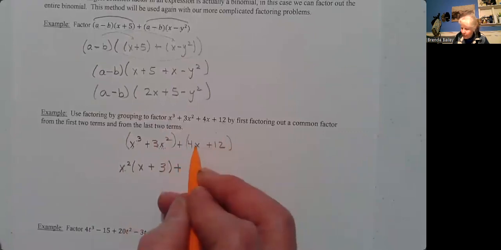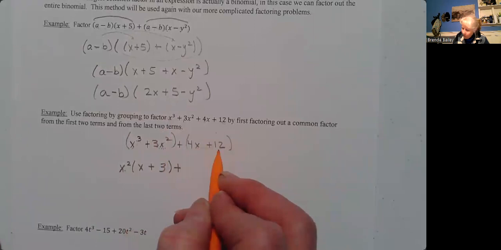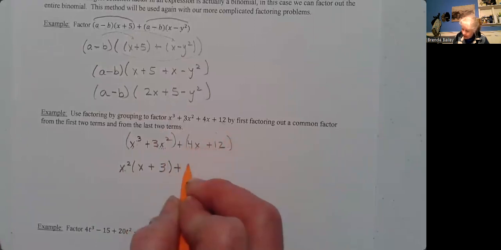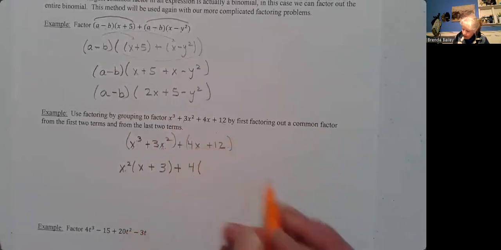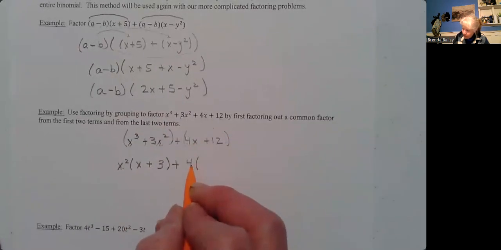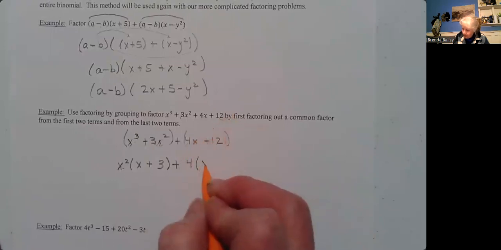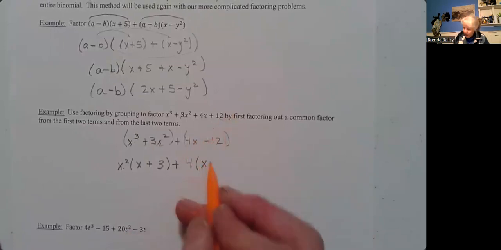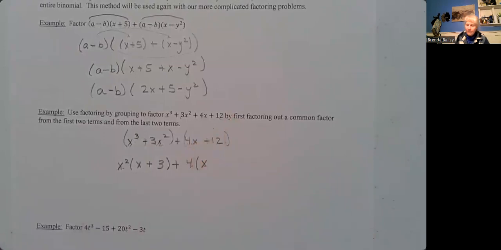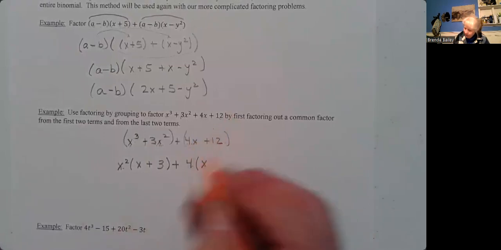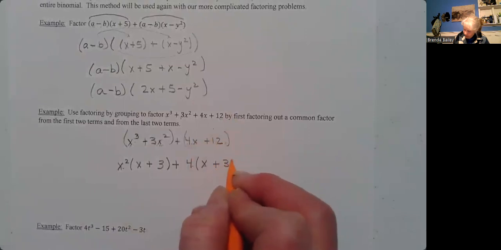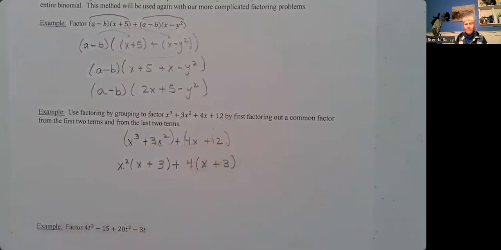What could I take out of a 4x and a 12? Well, 4 goes into both of them. Can't use an x because that doesn't have one. So we have a 4. Okay, what times 4 gives you 4x, or 4x divided by this, the 4's cancel, x. Multiply it, yep, you bet, you come back. 12 divided by 4 is 3, plus 3. Multiply it, you come back.